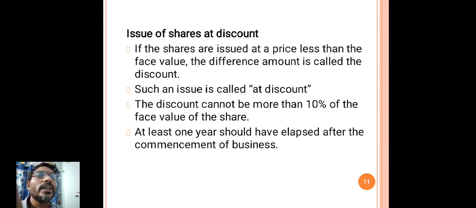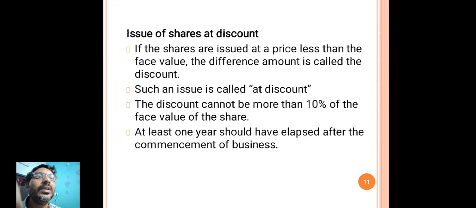In some situations, the companies issue shares at a price less than the face value. This difference amount is called discount on the share. Such an issue is called an issue at a discount. The discount cannot be more than 10% of the face value of the share.